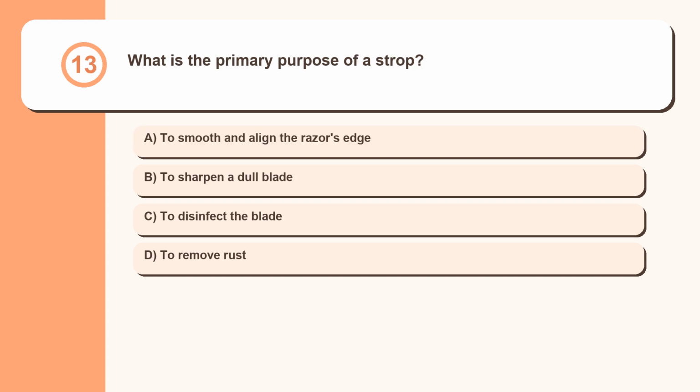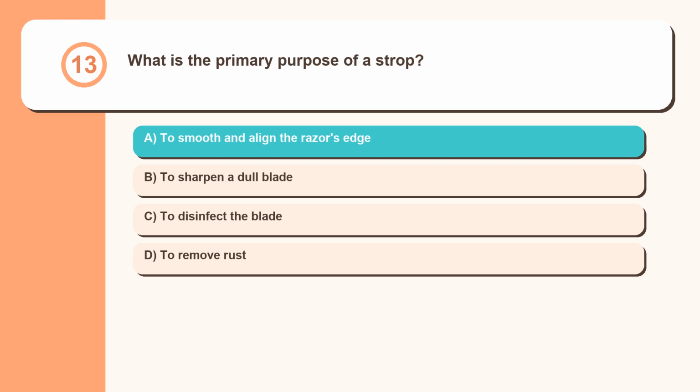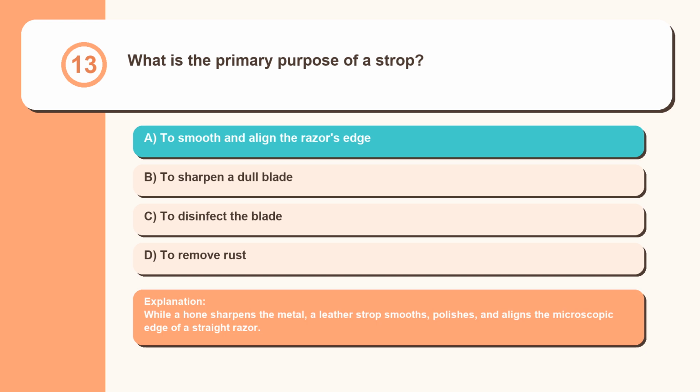Question 13. What is the primary purpose of a strop? To smooth and align the razor's edge, to sharpen a dull blade, to disinfect the blade, to remove rust. While a hone sharpens the metal, a leather strop smooths, polishes, and aligns the microscopic edge of a straight razor.